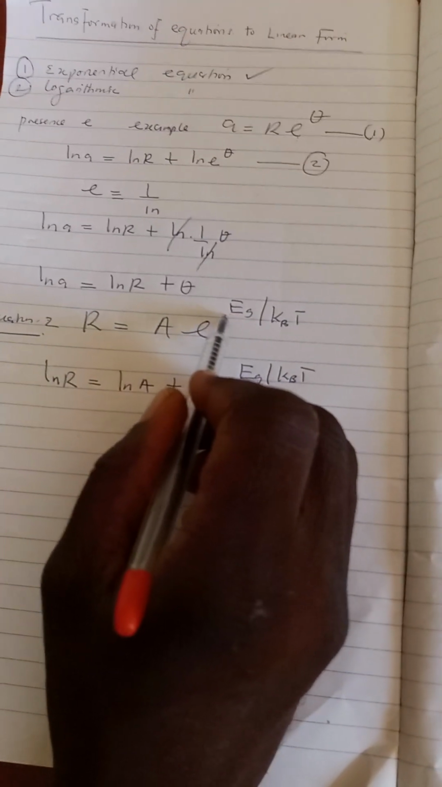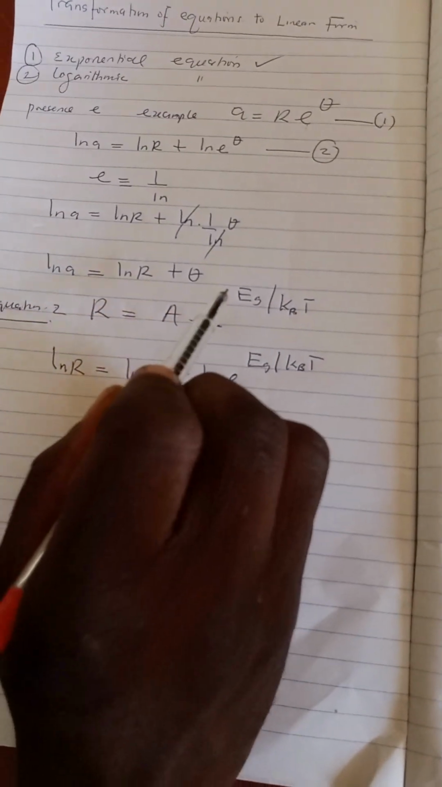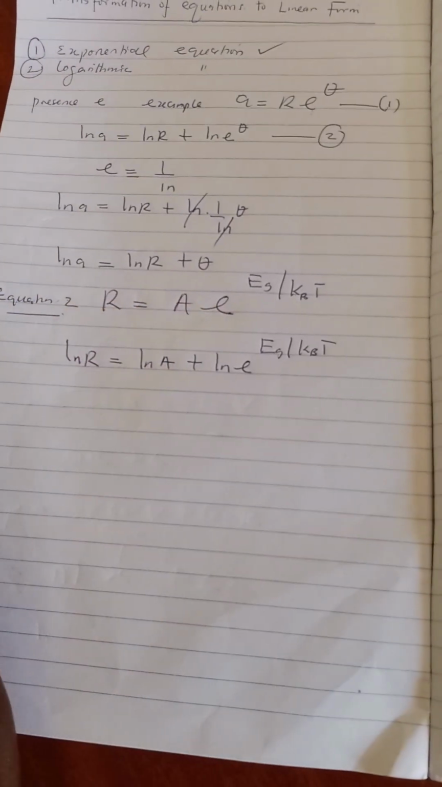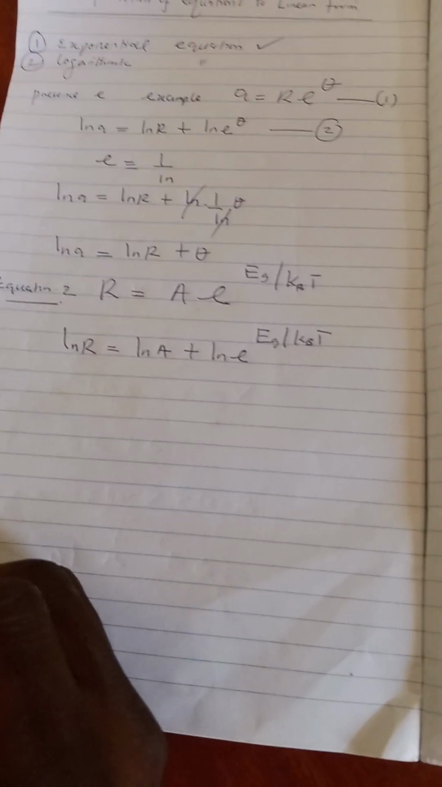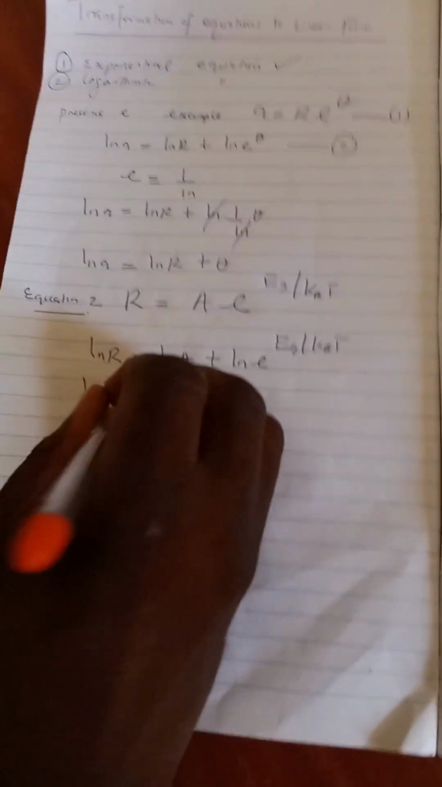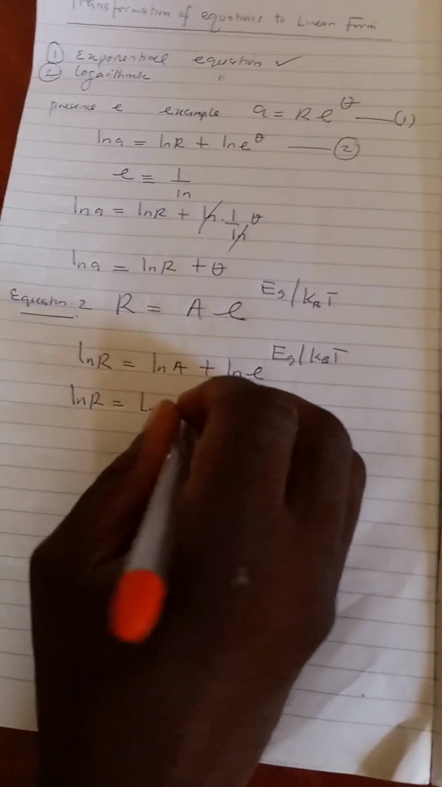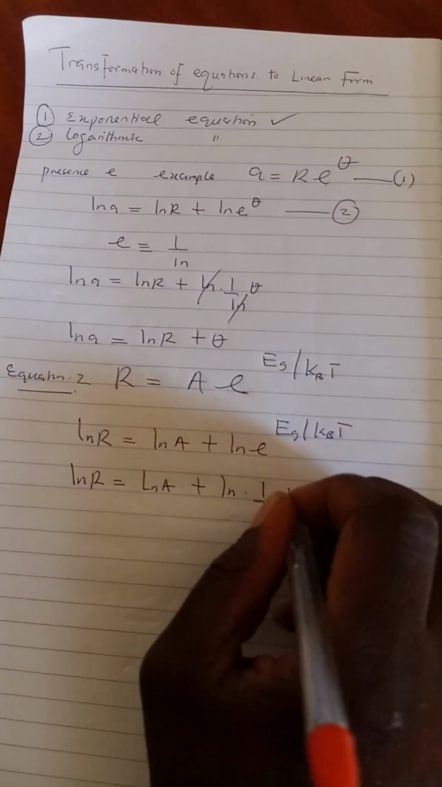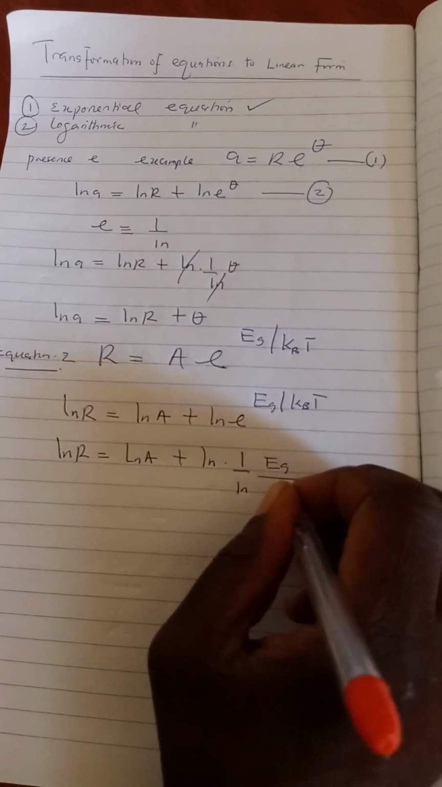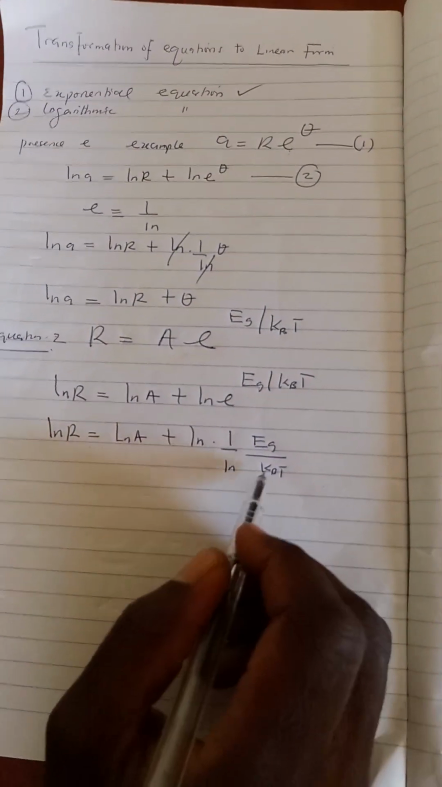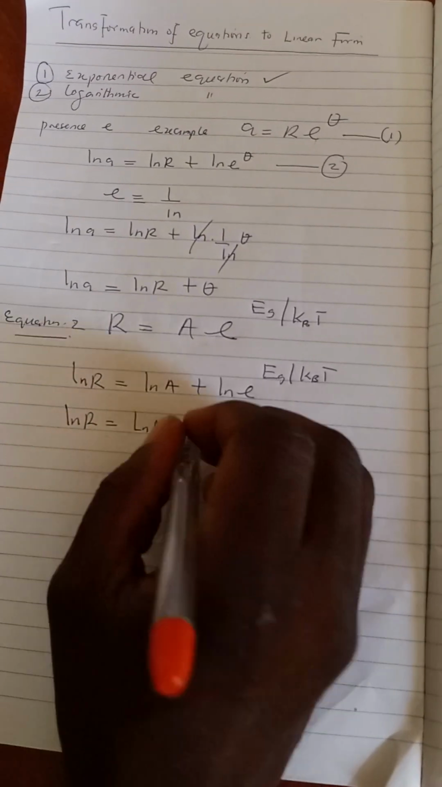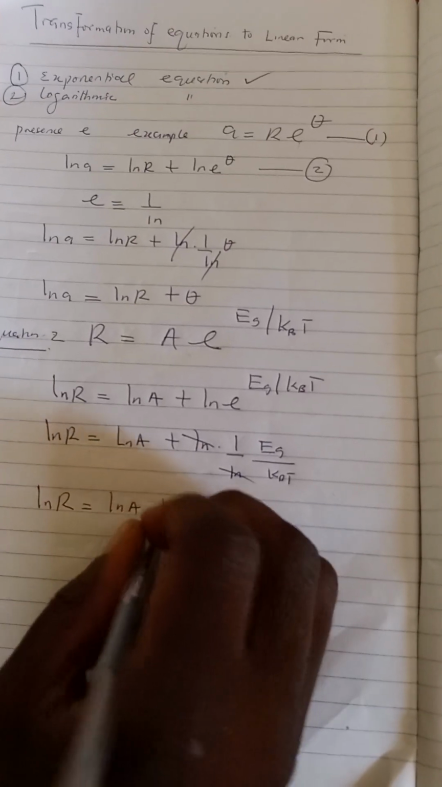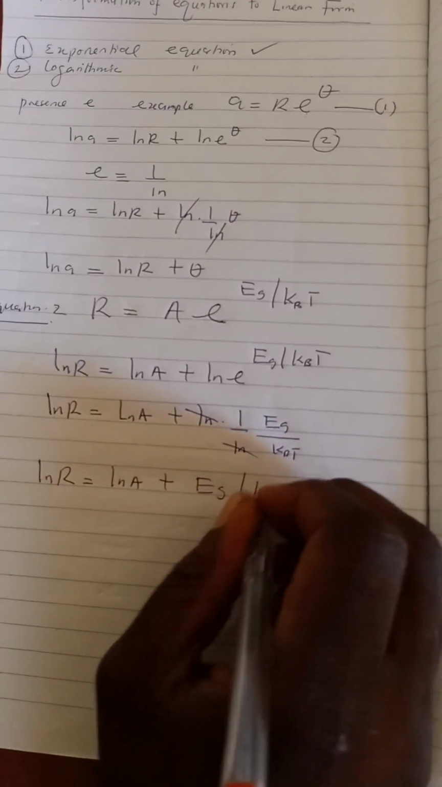Any alphabet that is in the power in this equation, we will not touch it with ln, but we will touch all the alphabets that are on the same pedestal. And this is what we have done here by this operation. Therefore, we have ln R is equal to ln A plus ln. This e is the same thing as 1 over ln, and this alphabet will fall as Eg over kBT, the Eg on the numerator and the kBT on the denominator. We have ln will cancel ln, so that we have ln R is equal to ln A plus Eg over kBT.